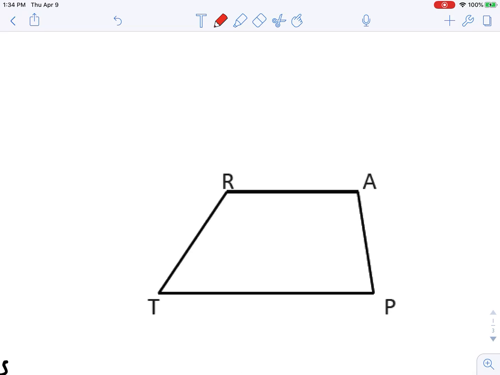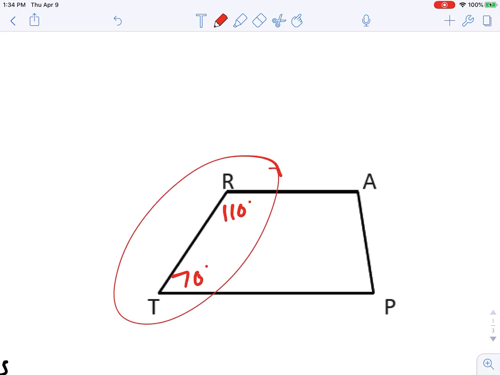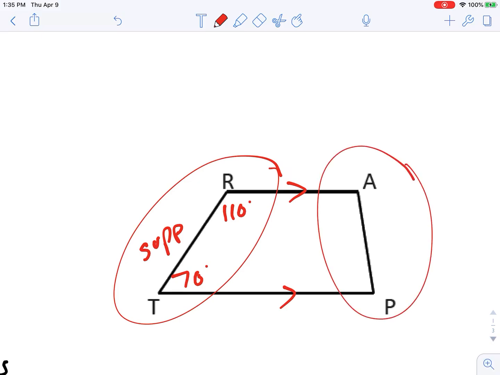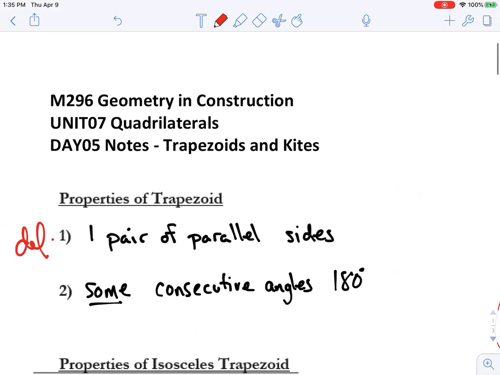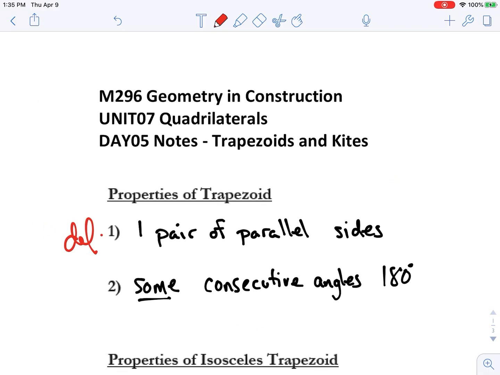So what I mean by that is, let's say this is 70 degrees. This would have to be 110. Those add up to 180. Those are supplementary angles because these are the parallel sides. They're same side interior. And then the other ones are also supplementary. So let's say this is 95 degrees. This would have to be 85 degrees. I'm just giving those numbers as an example of what I'm talking about. So that's about it. There's really not much going on with trapezoids.